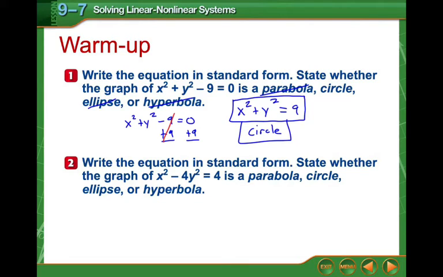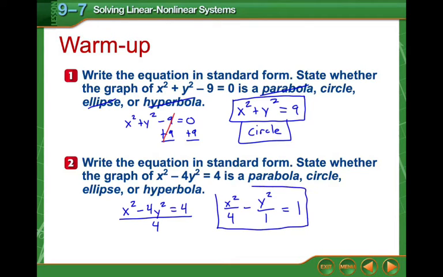For number 2, same idea, but this time we do have a coefficient in front of y squared. So we need to take care of that. And the constant's already moved over to the right, so all we need to do is divide everything by 4. So x squared over 4 is just going to stay x squared over 4. Minus the 4 and 4, it's going to make a 1, so it's going to be y squared. We can put that over 1. And that's equal to 1, because 4 divided by 4 is 1. So this is our standard form equation.